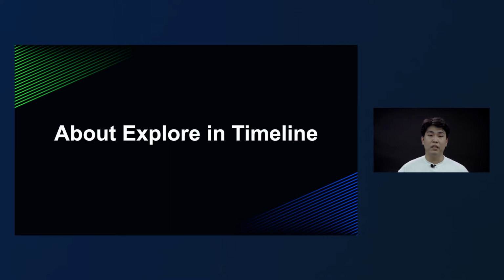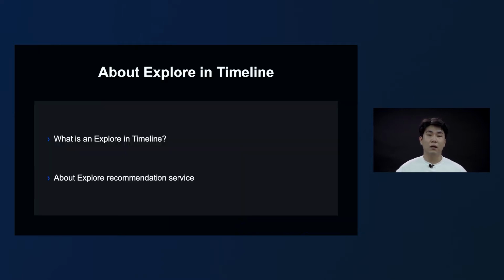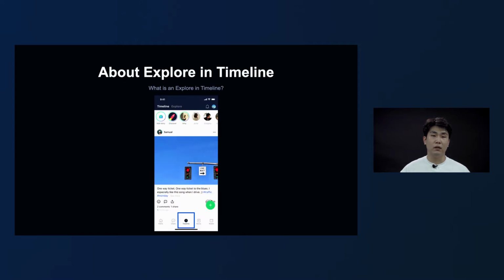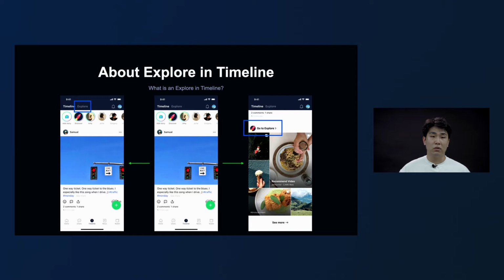So first, an introduction to Explore and timeline. Here, I'm going to divide up my explanation into two sections. First, what is Explore and timeline, and then what is the recommendation system in Explore. As you see on the screen, when you access Timeline by clicking on the Timeline button on the bottom middle section of the screen, you can access the Timeline's Explorer service through the areas marked on the images on the left and right.